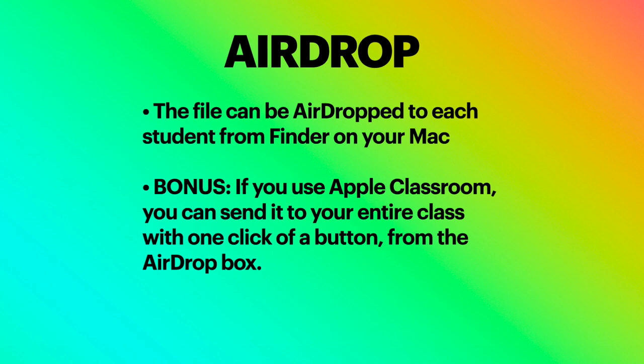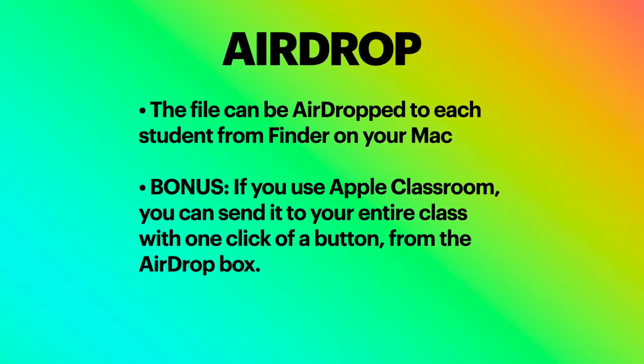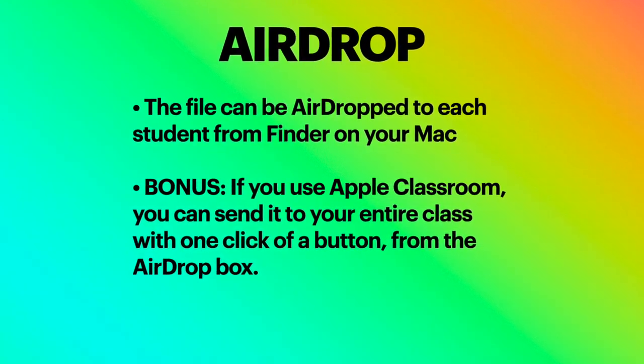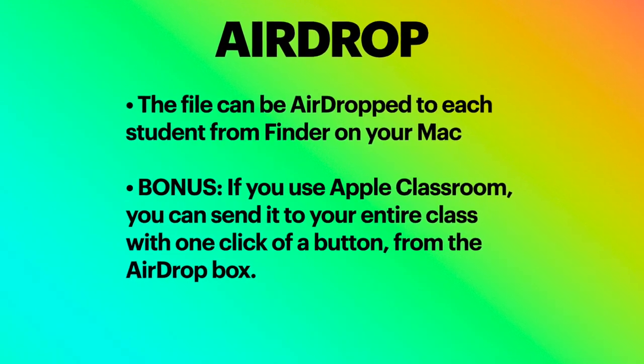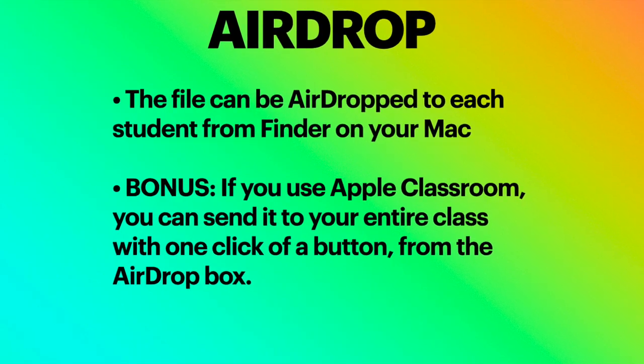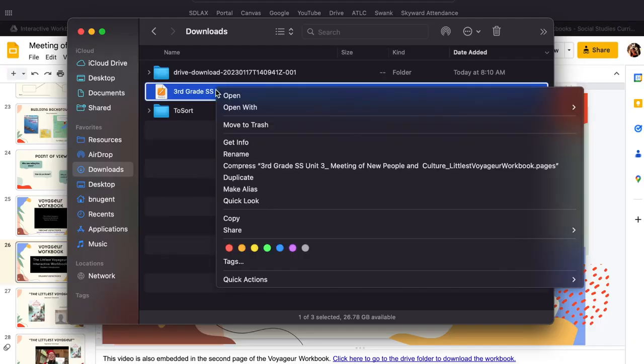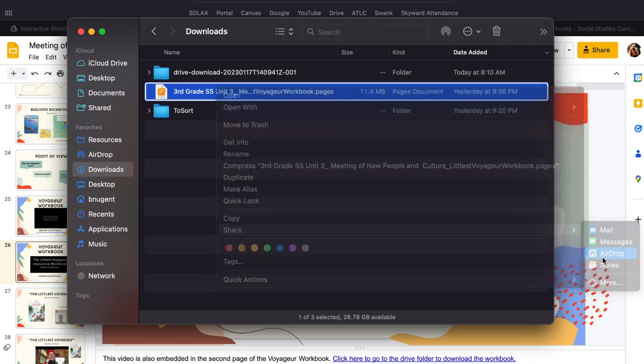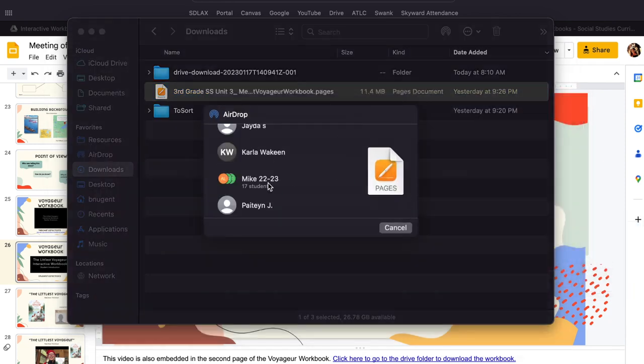You can send this file directly to your students, or if you have Classroom, you can send it to the whole class all at once with one click of a button. In this video, I will show you both ways to send, but remember, you will choose one or the other. Locate the file in your Downloads folder, then right-click on it and go down to Share, then select AirDrop.